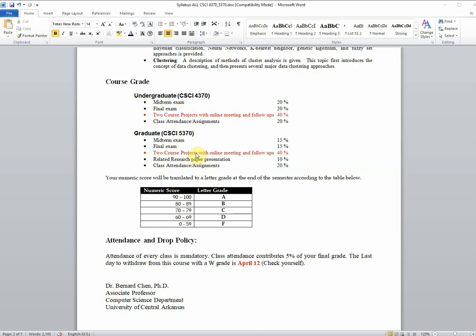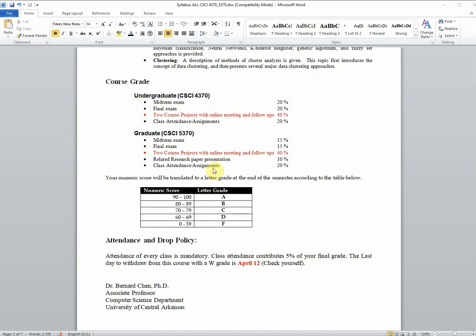For graduate students, you will need to give a presentation on an assigned research paper, so you need to prepare a video, and then we will share that with all the classmates about the presentation that you're going to make. And also, you'll have 20% of the class attendance assignments counting toward your final grade.